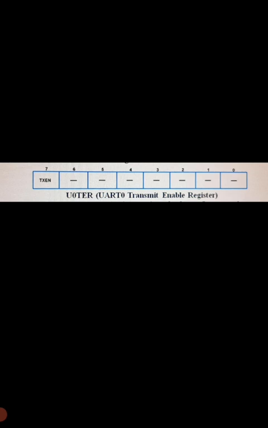In the second step, receiving a character, monitor the RDR bit in the U0LSR register to see if valid data is available in the U0RBR register. The third step is transmitting a character, where you monitor the THRE bit in the U0LSR register. When this bit becomes 1, it indicates that the U0THR register is empty and the transmission is completed.